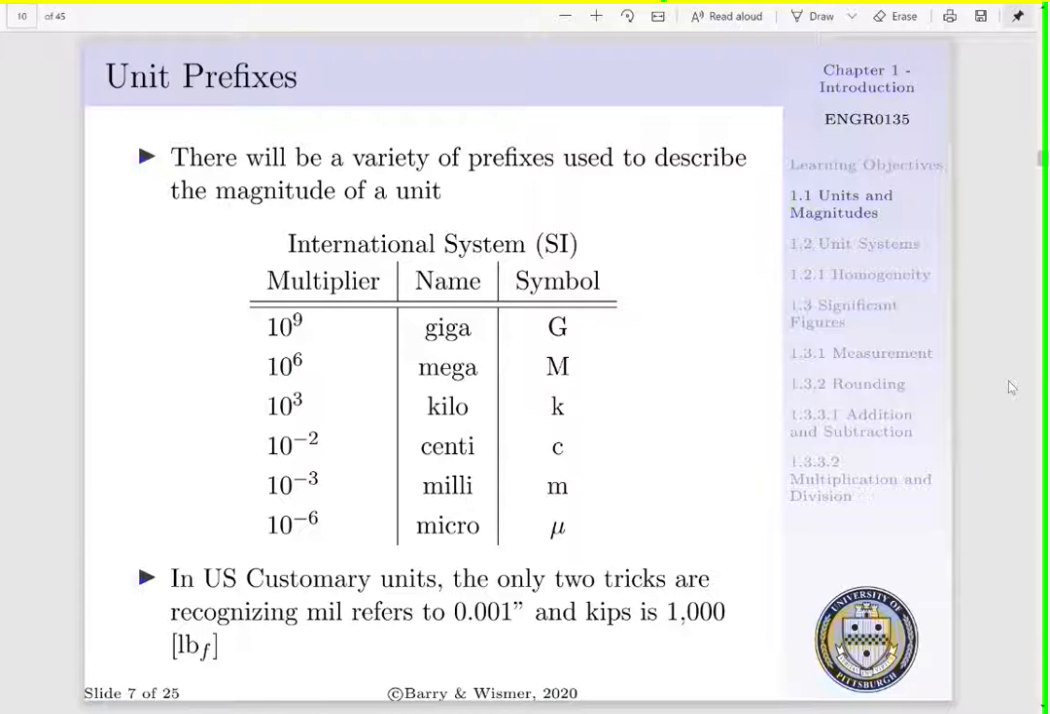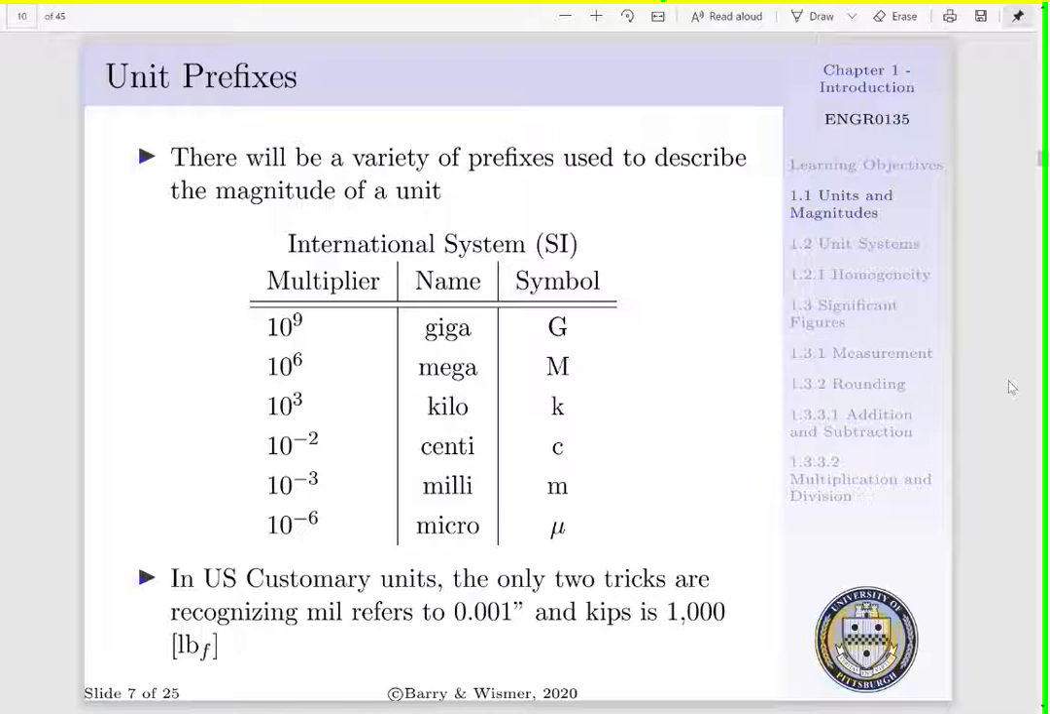We can have centi, represented by 10 to the minus 2 with lowercase c. We can have milli, which represents 10 to the minus 3, represented by a lowercase m. And we can have micro, represented by the Greek letter mu, that represents a numeric value of 10 to the minus 6. Now note there are many other prefixes.